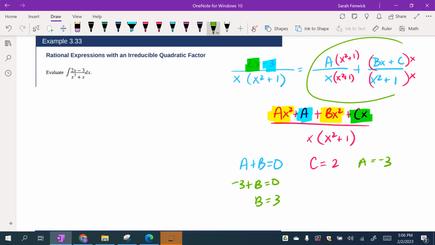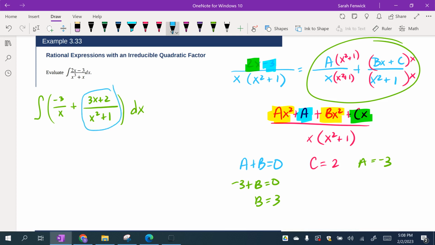And then we use that template that we made here to rewrite. Integral a, which is negative 3, over x, plus bx plus c, so 3x plus 2, over x squared plus 1 dx. This fraction right here still doesn't quite work out, so what we're going to do is break it up and use this denominator for both, which is acceptable. I could have done 2x over x to the third plus x, and then negative 3 over x to the third plus x, but that didn't do us any good.